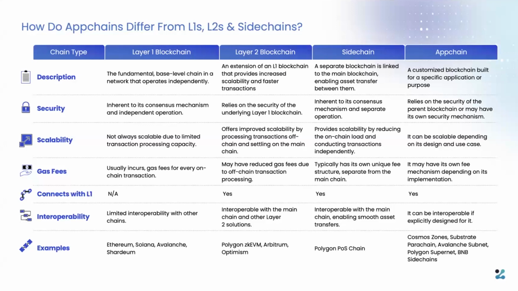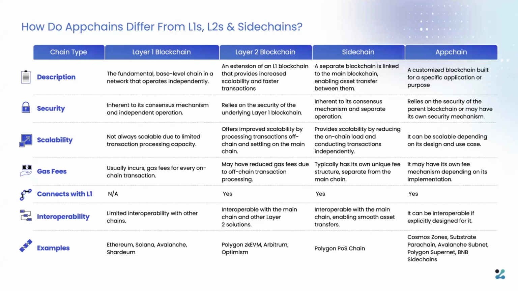Now, just to take this further, I think it's fair to see how different options differ in different factors. So you will have clarity on what a layer 1 blockchain is, what a layer 2 is, what side chains are, what app chains are. And this is just a recap of what we discussed in the last two webinars.